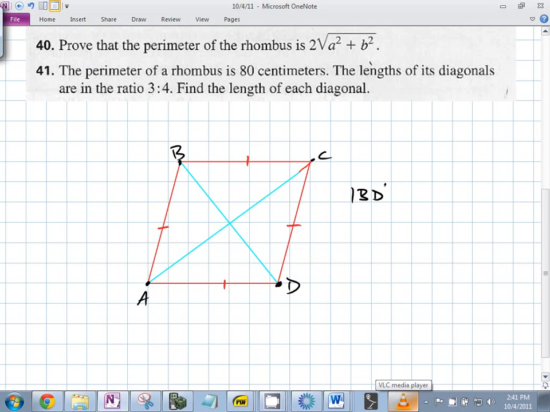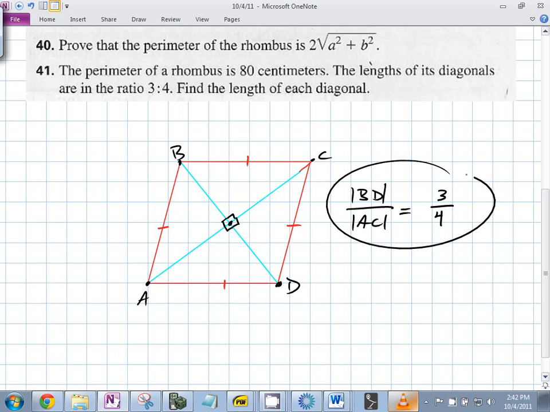BD over AC is going to equal what? 3 over 4. That's correct. What do you know about the intersection of these two diagonals? They're right angles. Why do we know they're right angles? Because it's a regular quadrilateral. If it wasn't regular, do they have to intersect at a 90-degree angle? No, they don't. Sorry, not regular, I mean equilateral. Equilateral parallelogram. So we know that's true.